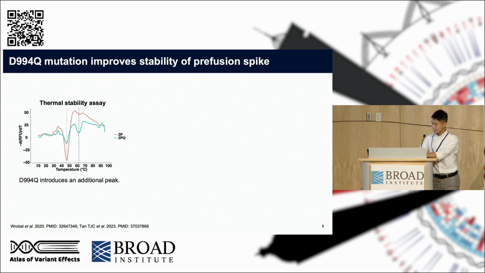Thermal stability assays showed that both 2P and 2PQ have an apparent melting temperature of 47 degrees as indicated by the first peak. Interestingly, 2PQ has an additional peak at 62 degrees, suggesting that the additional D994Q mutation prevents the immediate complete unfolding of spike. We then determined the structural mechanism of this observation.